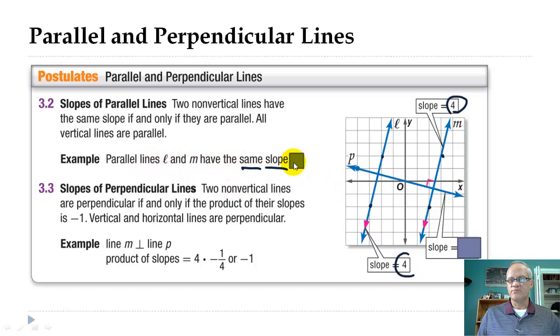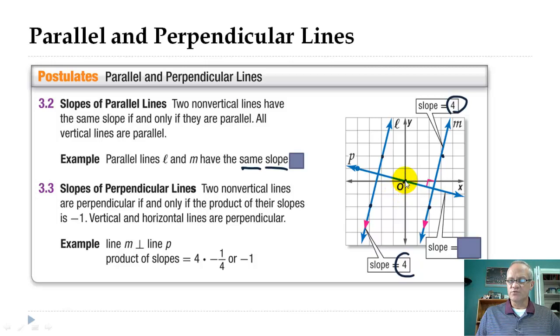It's both negative, both 4. I couldn't figure out how to get it off until the end, so it'll come off in a minute. This other line here, line X, is perpendicular because it makes a 90-degree angle here with line M and actually line L as well. Let's figure out what that slope is.